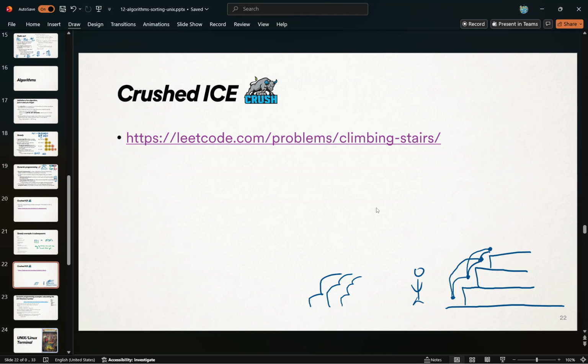So your goal is to give back, for a certain number of stairs, how many different ways there are to get you up those many stairs, where you can go by 1s or by 2s. Discuss base cases and recursive cases.